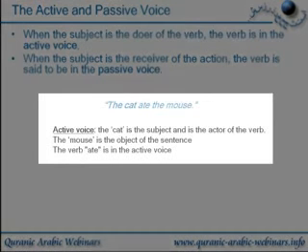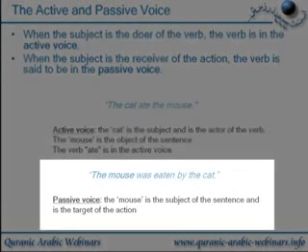Here we have the cat ate the mouse. So this is the active voice. The cat is the subject and is the actor of the verb, i.e. doing the verb. The mouse is the object of the sentence, and the verb ate is in the active voice.